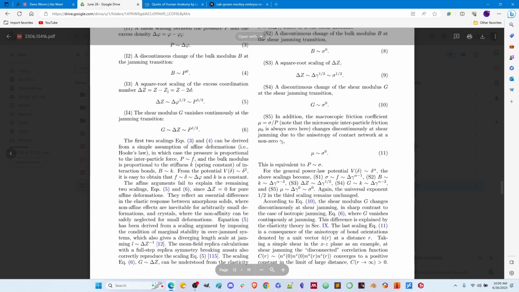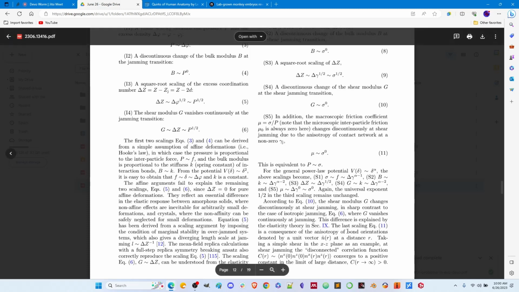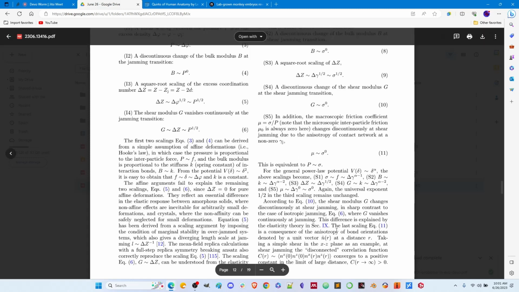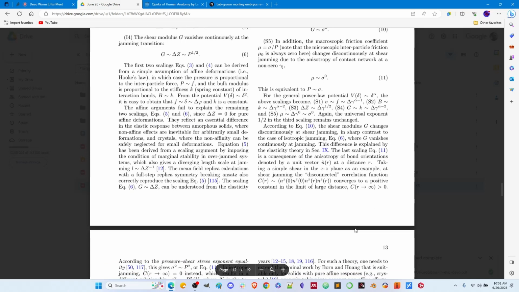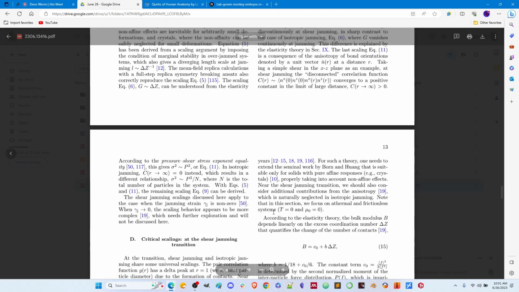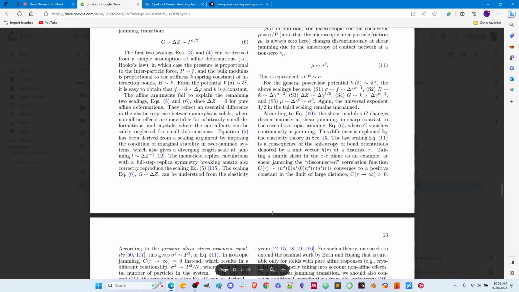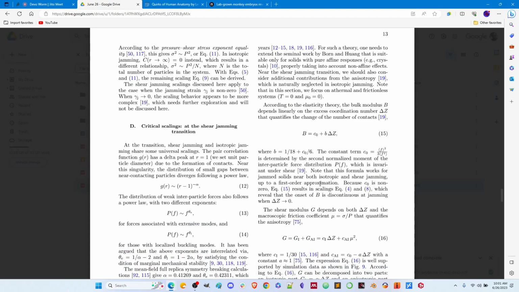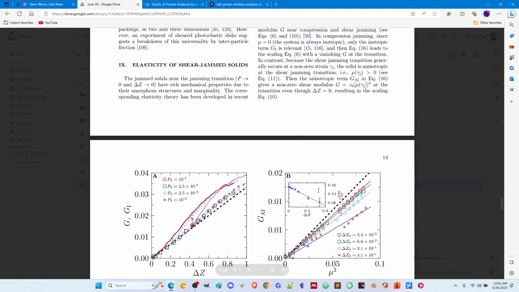This difference is explained by the elasticity theory. The last scaling in equation 11 is a consequence of the anisotropy of bond orientations denoted by a unit vector at distance r. So they're laying out the mathematical argument for this, and they're pointing to this difference between shear jamming and isotropic jamming, and linking that to elasticity theory.